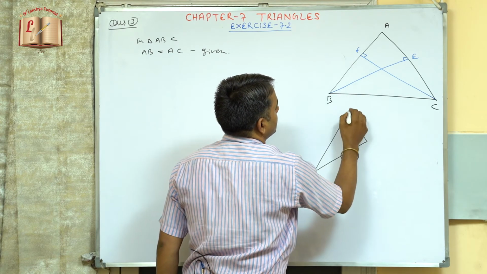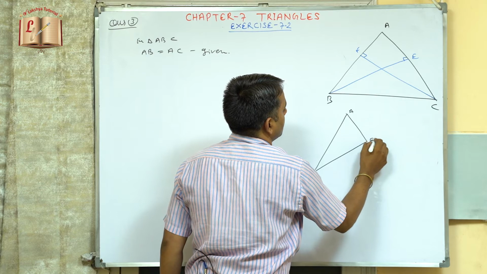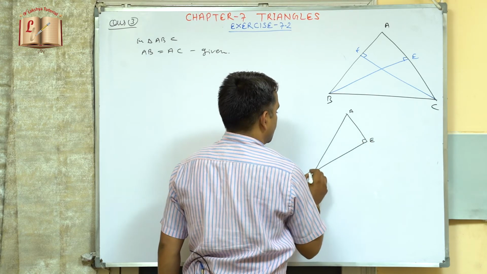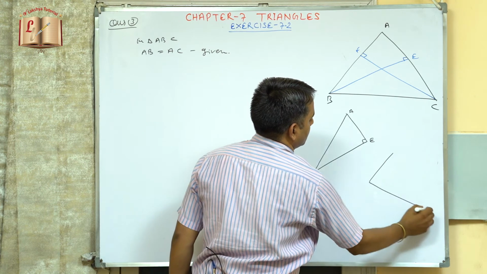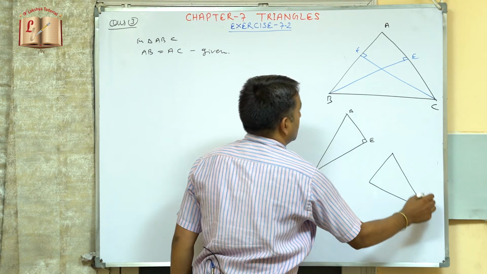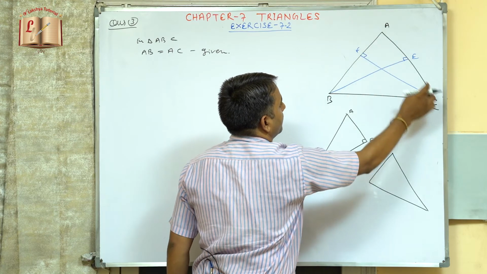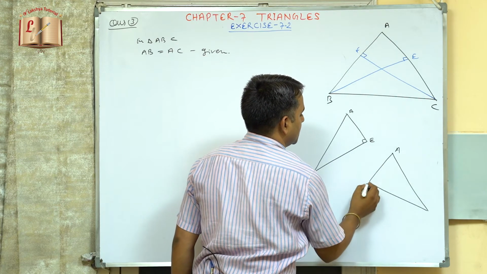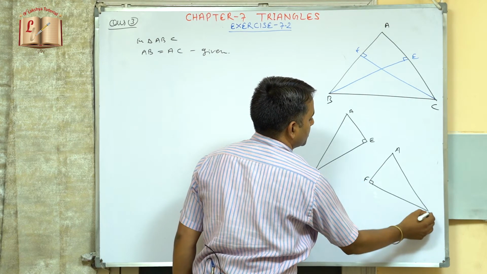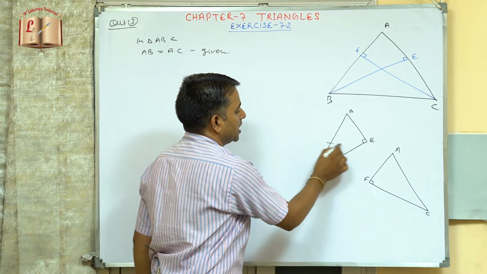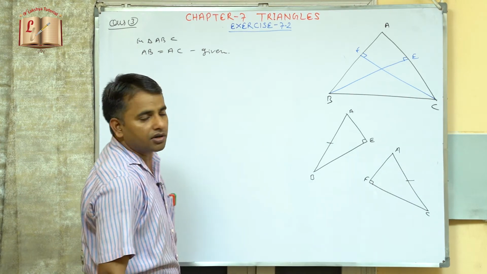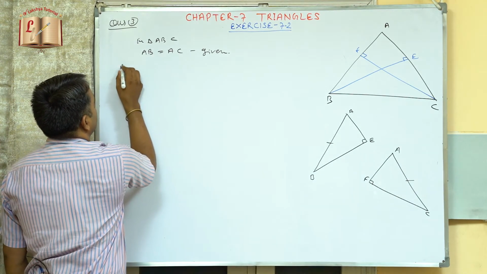So this triangle is AEB, this is 90 degrees. We will take up the next triangle. This triangle will be AFC. So this is A, this point is F and this point is C. In these two triangles, see, AB is equal to AC. This is already given. So we will consider these two triangles.